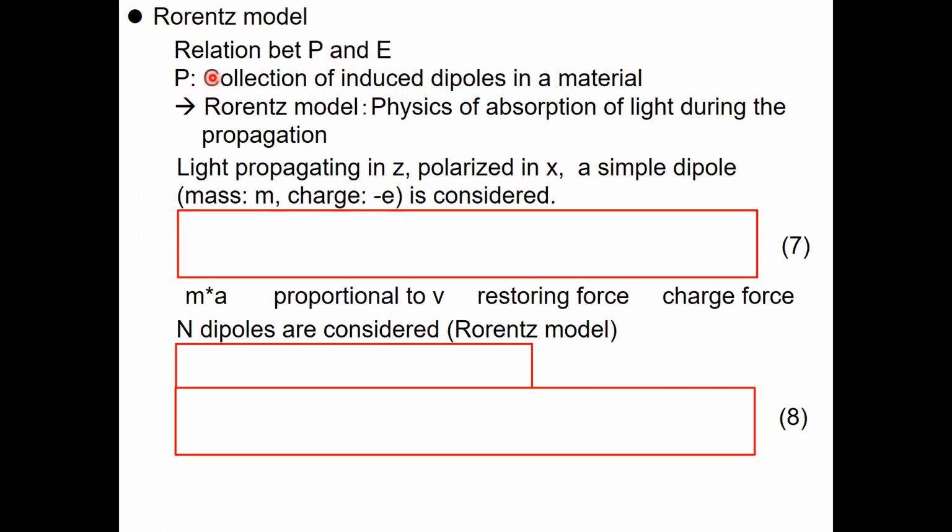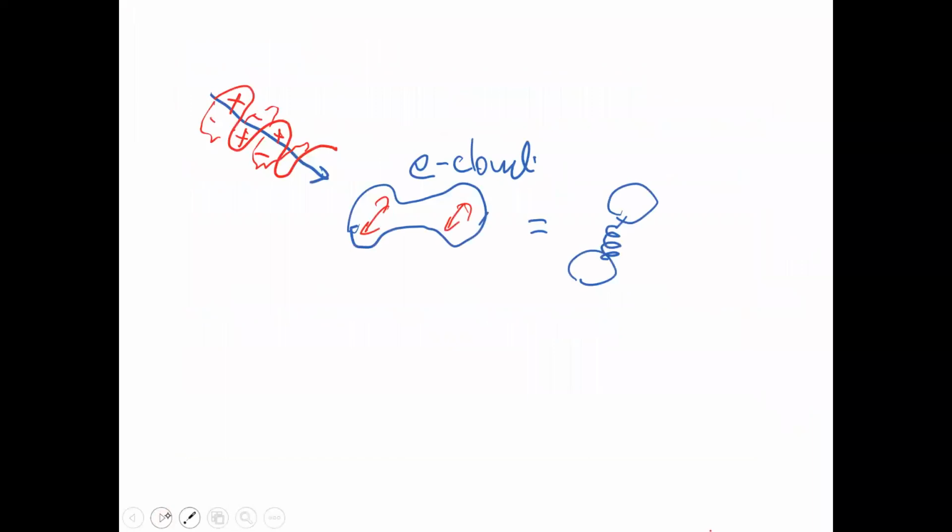That makes the polarization. In the Lorentz model, the physics of the light absorption, that when the light propagates inside the material, is described. Let us think about the light propagation in the z direction and polarized in x, and then we are going to think about the simple dipole inside the object. Okay, then let me briefly go into it.